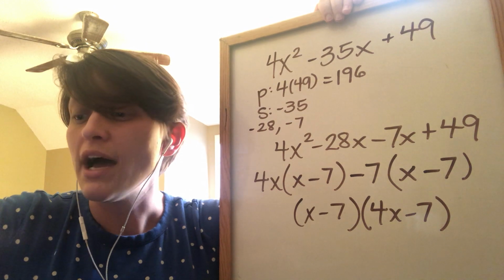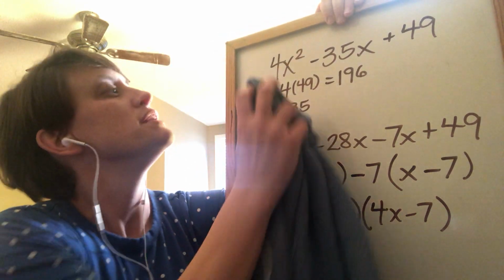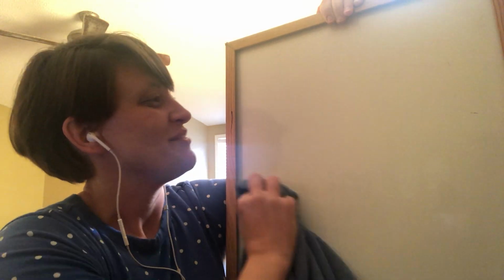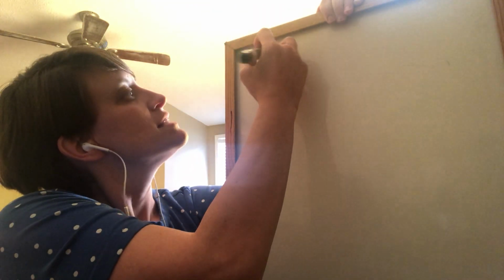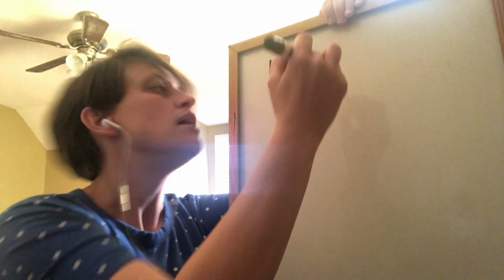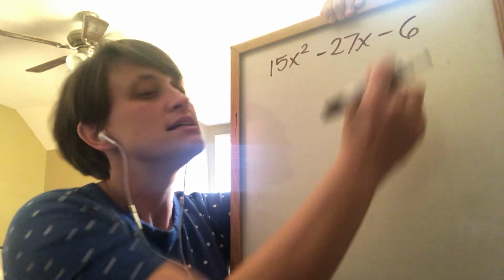All right, let's try one more because this video is getting too long. But we'll try one more. I want to make sure we see all the possibilities here. So let's look at 15x squared minus 27x minus 6.